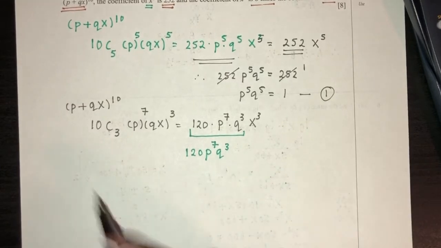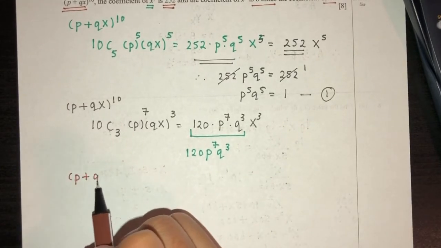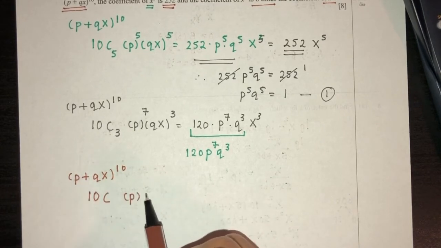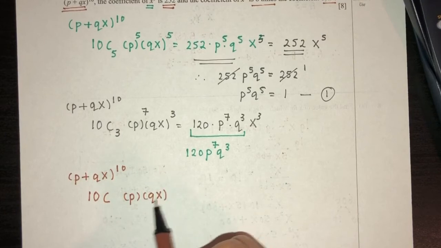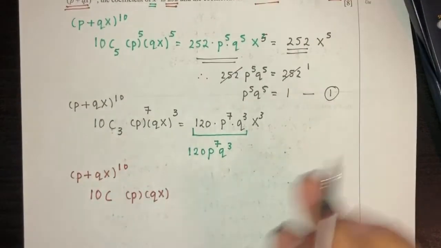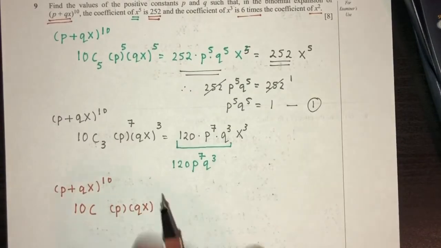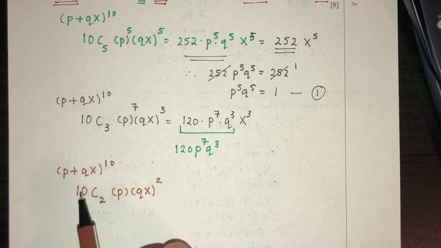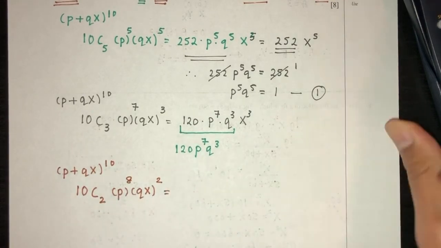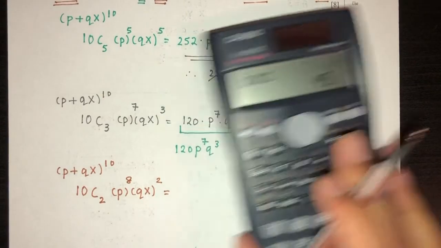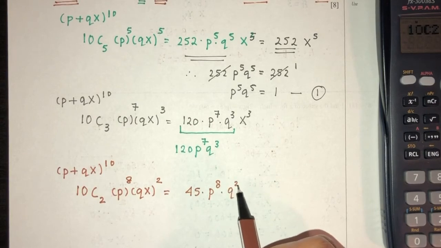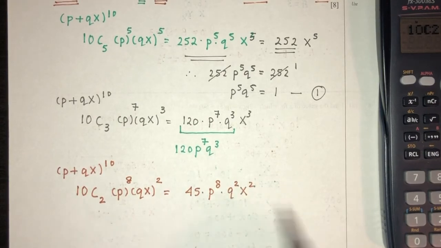So let's do that. We have the same thing, (p + qx) power 10. So that will be 10 choose something for the first term and second term, right? Sorry, to get x power 2, here we need to have 2 here, and if this is 2, that will be 2 as well. So 10 minus 2, that will be 8. Now what is 10 choose 2? 10 choose 2 will be 45. 45 times p power 8 times q power 2 times x squared. Now the coefficient of x squared is only this part.